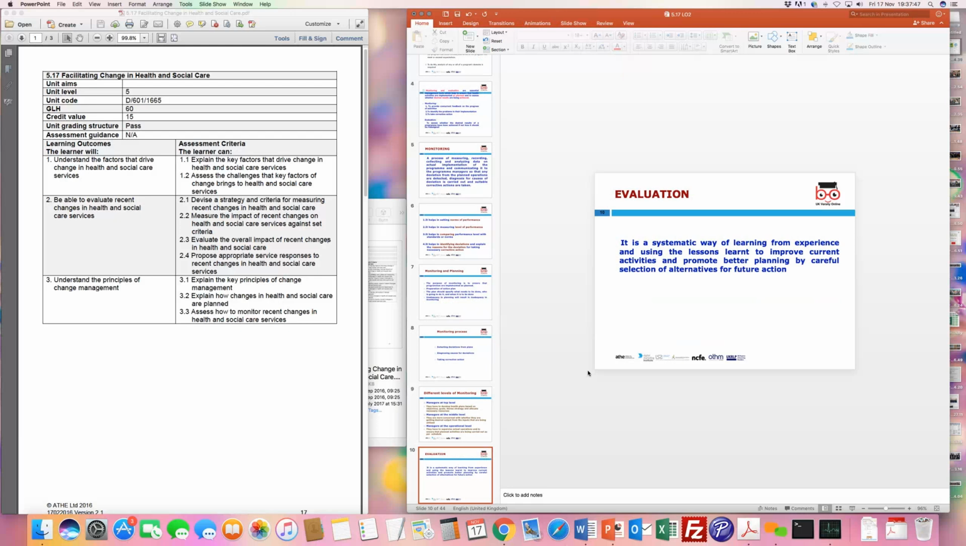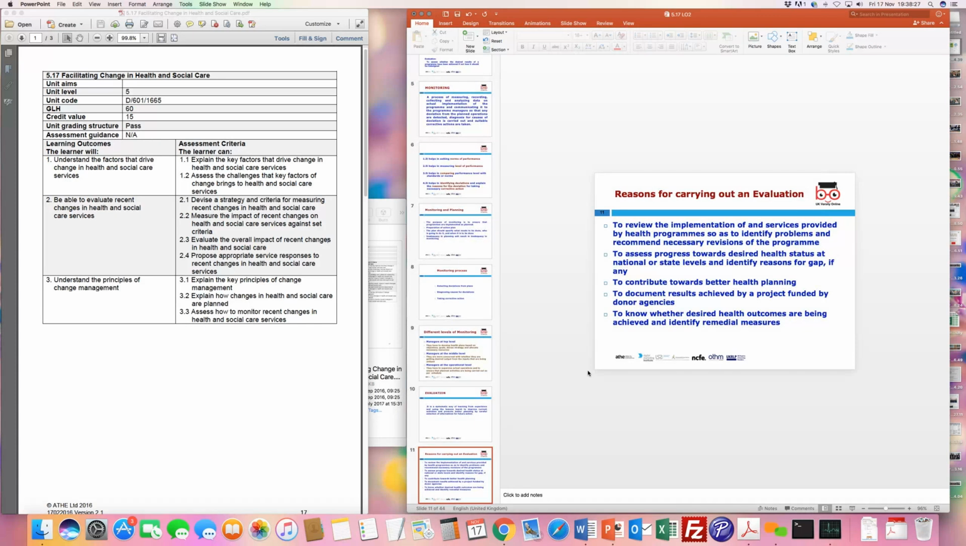So evaluation is nothing but a systematic way of learning from experience and using the lessons learned. So I think sometimes we do get to see lessons have been learned. You get to hear that phrase quite often on the news, that lessons have to be learned. So evaluation is nothing but a process wherein you are learning from past experiences of how to improve the current standards so that effective planning can be done to provide better care to the patient from a point of view of the health and care sector.